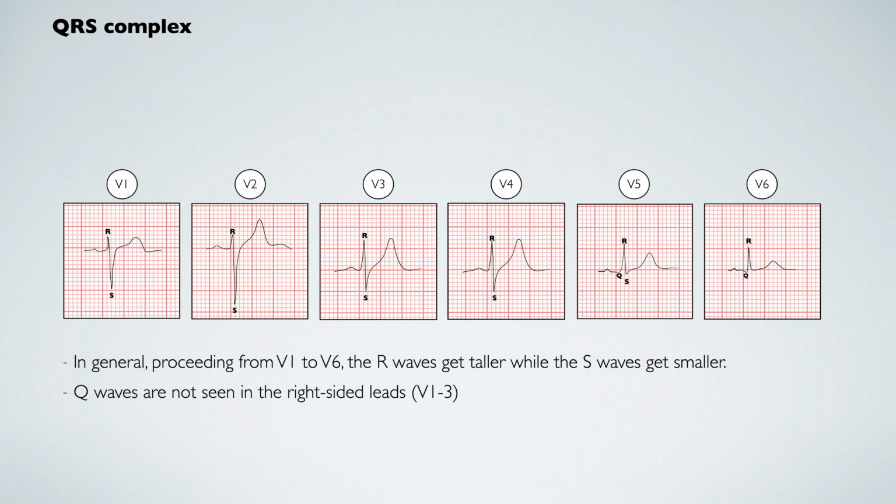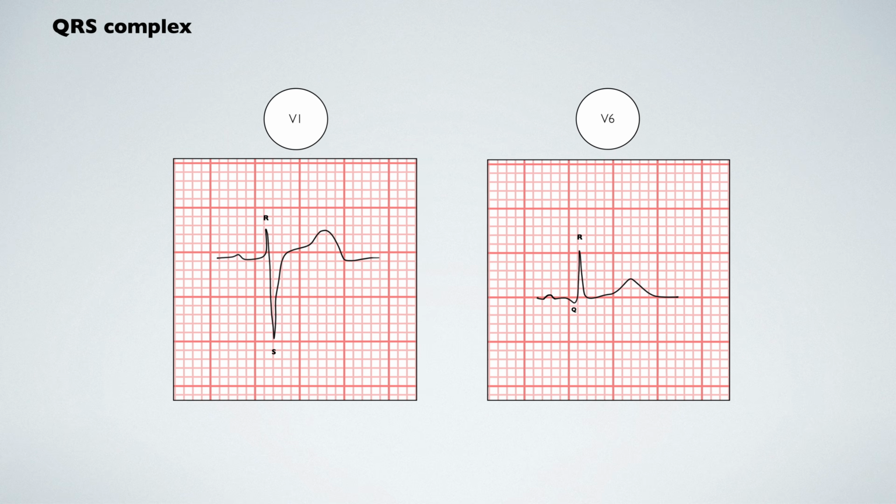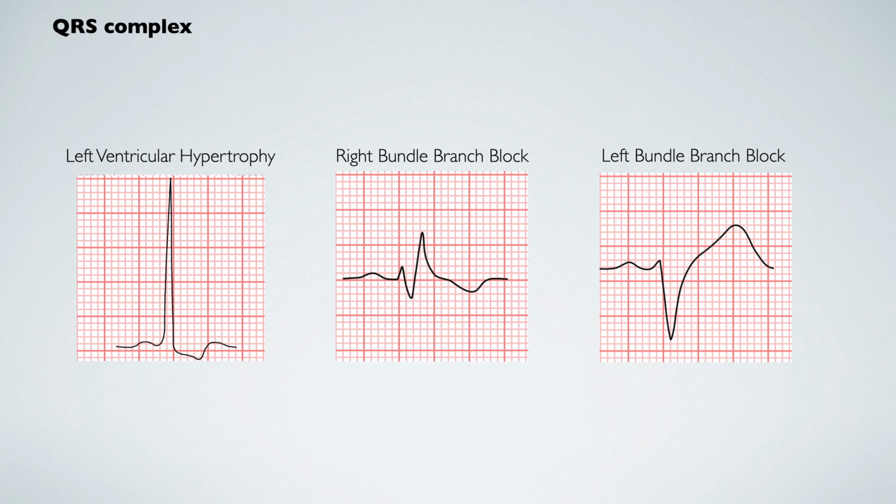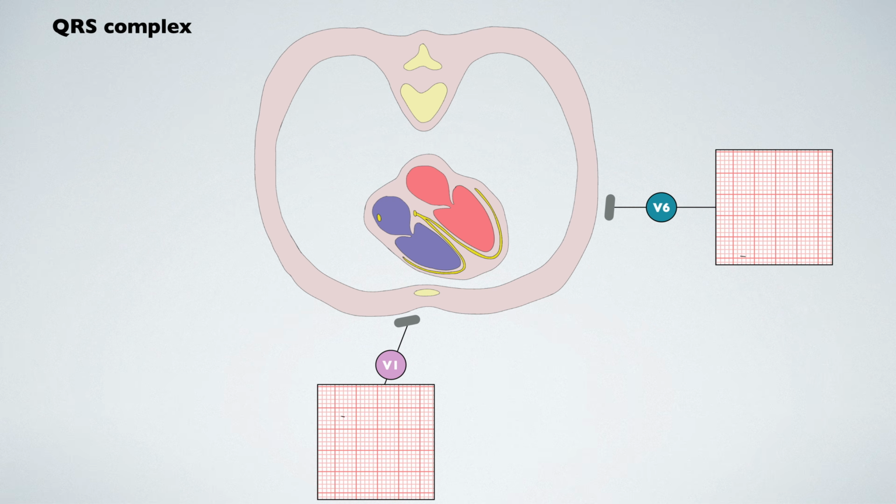I have presented these outputs here because our next 3 diagnoses can be made by analysing the QRS complexes in leads V1 and V6. These are left ventricular hypertrophy, right bundle branch block, and left bundle branch block. The first diagnosis to review is left ventricular hypertrophy. Left ventricular hypertrophy is an abnormal thickening of the left ventricular muscle.